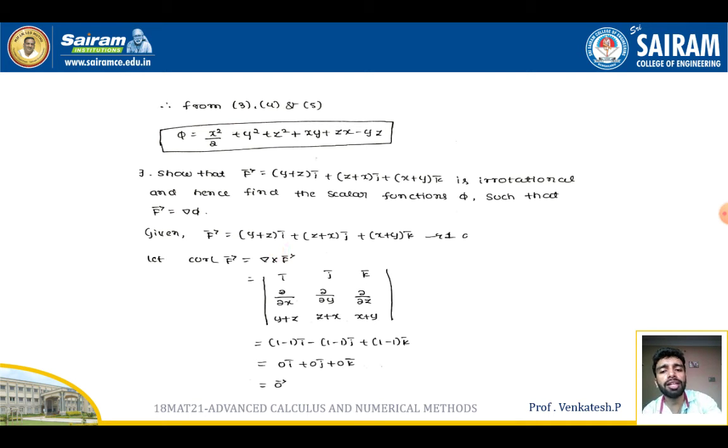So take the formula for curl f. It is given by the determinant of i, j, k, dou by dou x, dou by dou y, dou by dou z, y plus z, zx, z plus x, x plus y. On expanding this, I will be getting (1 minus 1) i cap minus (1 minus 1) j cap plus (1 minus 1) k cap. It will be equal to 0. I got it. So hence we can say that f is an irrotational vector.